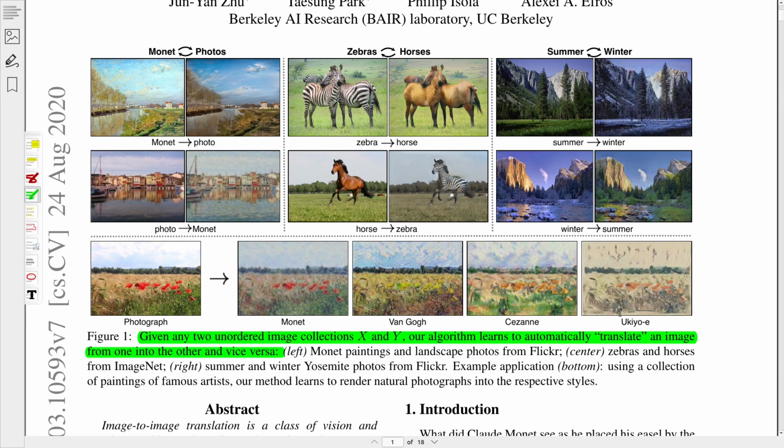Now, what does CycleGAN do? The paper says on the very first page that, given any two unordered image collections X and Y, our algorithm learns to automatically translate an image from one into the other and vice versa. Some examples are given here: with CycleGAN you can translate a Monet painting to normal photos. You can translate zebras to horses, summer scene to winter scene. These are some quick examples.